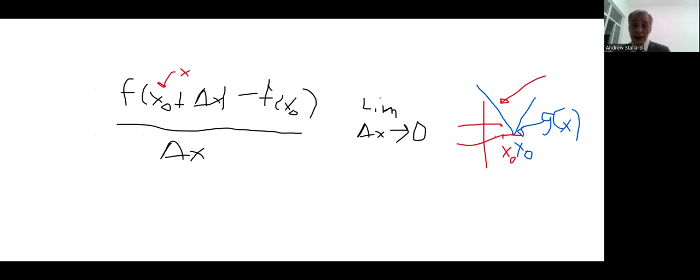Now, if we can assume that the function is continuous and differentiable everywhere, or even just at the point we care about, if we have a continuous differentiable function, we can just replace x naught with any general x.